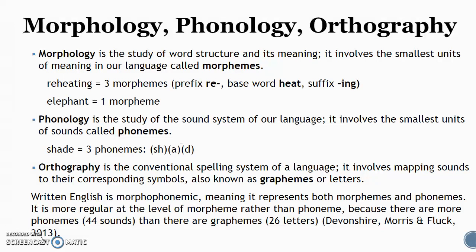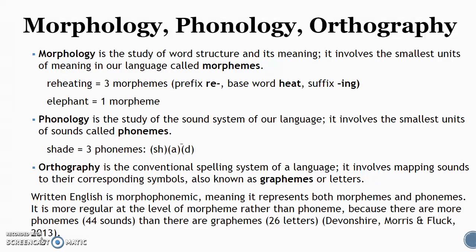Morphology is the study of word structure and meaning. It's the smallest units of meaning in our language. We call those morphemes. Some examples here, the word reheating has 3 morphemes. You have your prefix re, which means again. You have a base word heat, and then your suffix ing, which of course means it's happening right now in the present tense. Elephant is another example, another word that looks similar in the amount of letters, but of course it's only 1 morpheme. And you can't take anything off of that base word there.